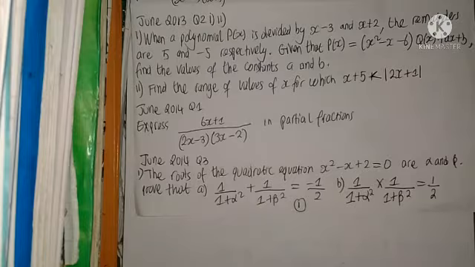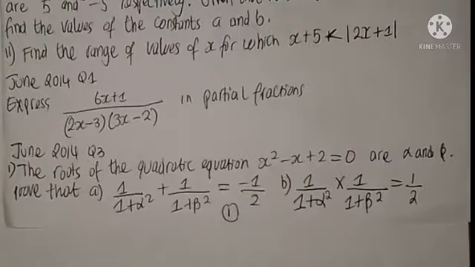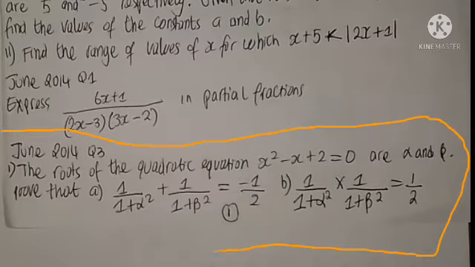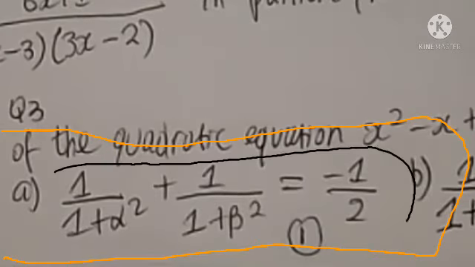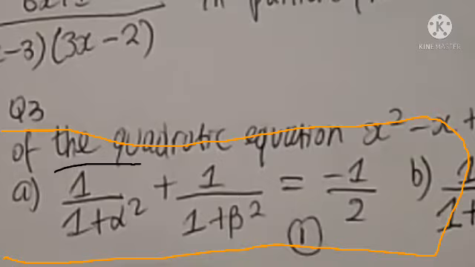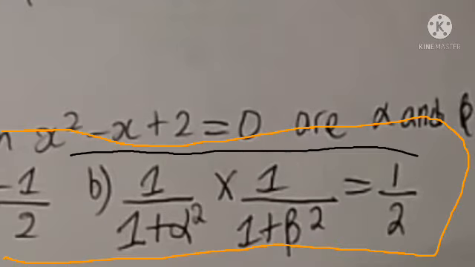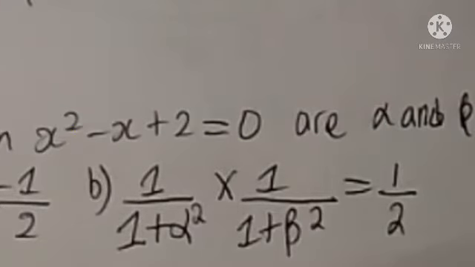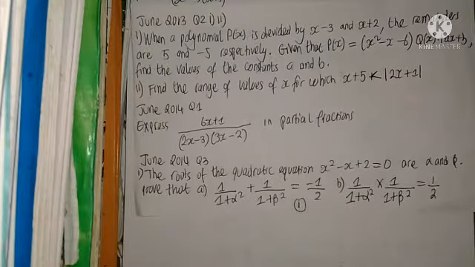So this question here, which you see on your screen, reads: the roots of the quadratic equation x squared minus x plus 2 equals 0 are alpha and beta. Prove that (a) 1 divided by 1 plus alpha squared plus 1 divided by 1 plus beta squared is equal to negative half, and (b) 1 divided by 1 plus alpha squared times 1 divided by 1 plus beta squared is equal to half. So the first result is negative half and the second one is half.